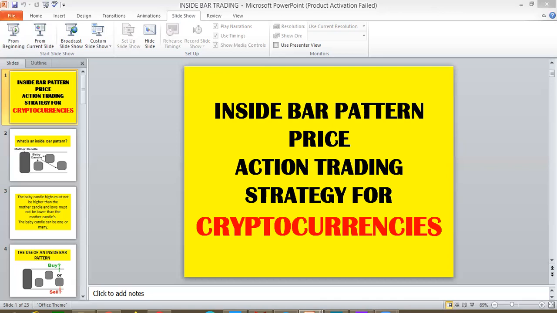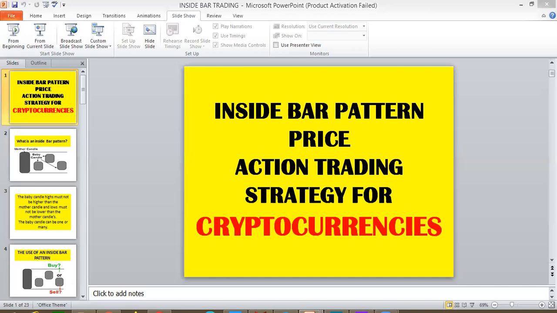Then the condition for this is that the baby candles' highs must not be higher than the mother candle, and the lows of the baby candles must not be lower than that of the mother candle. The mother candle's high needs to be higher than that of the baby candles, and the mother candle's low needs to be lower than that of the baby candles. In other words, the baby candles need to be moving within the body of the mother candle. They don't need to go higher, they don't need to go lower. As long as this is maintained, that's what we call the inside bar pattern.